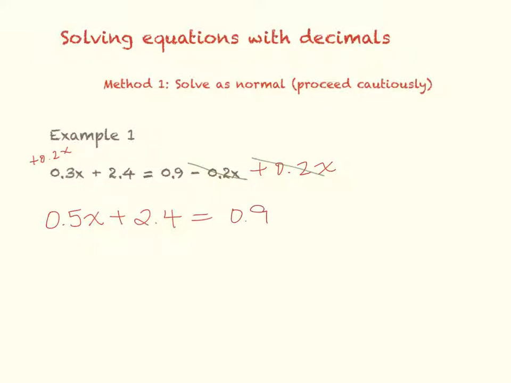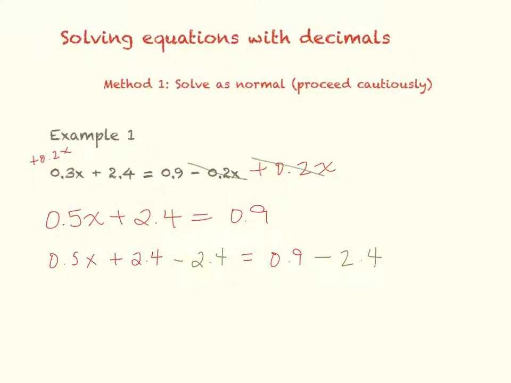Okay, now again, just solve this like before. You're getting x by itself, so you're going to move, in this case, the 2.4 over to the other side. We need to get rid of it, so we're going to subtract 2.4 from both sides. So let's write that out: 0.5x plus 2.4 because that's still in, and then I'm going to get rid of it by subtracting 2.4. And remember, what we do to one side, we have to do the same to the other, so we're going to do the same over there.